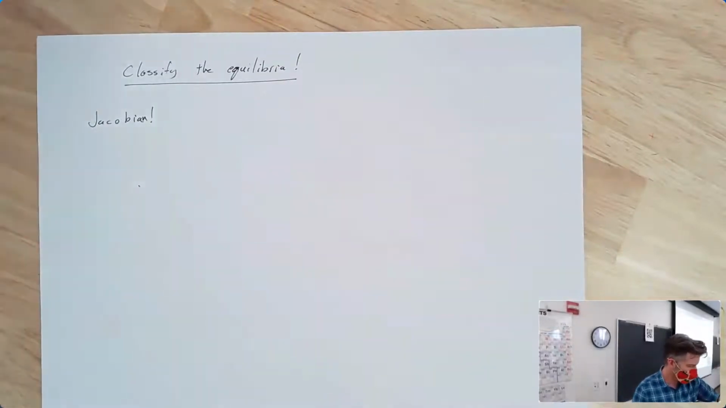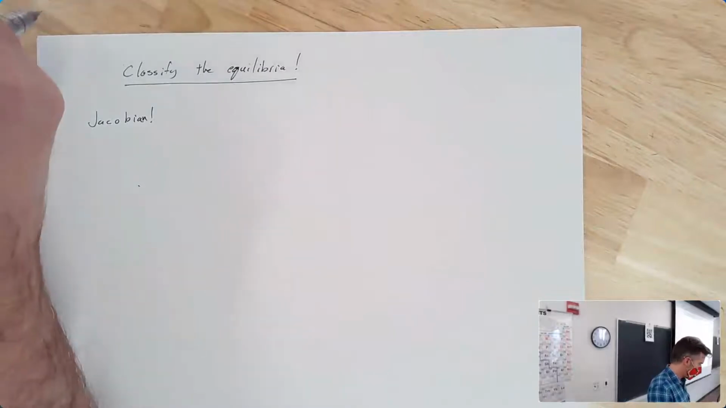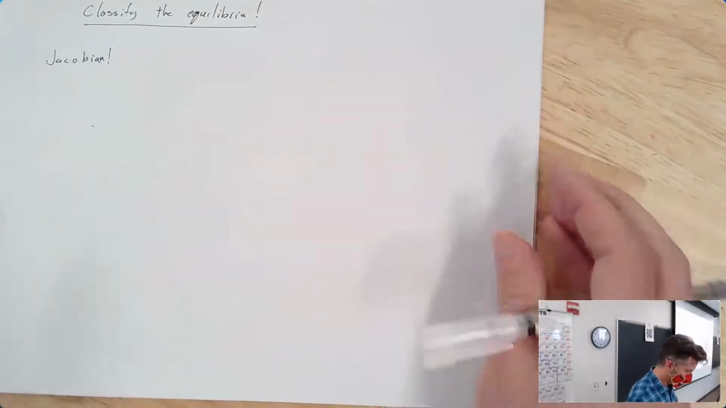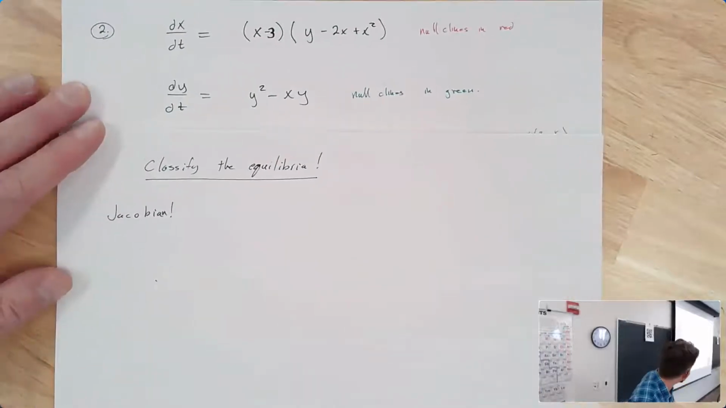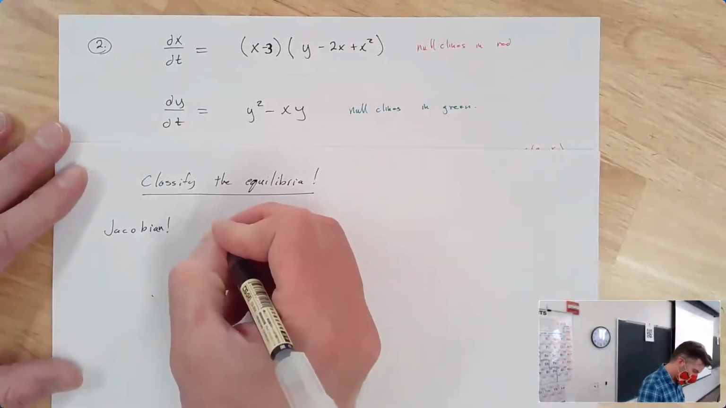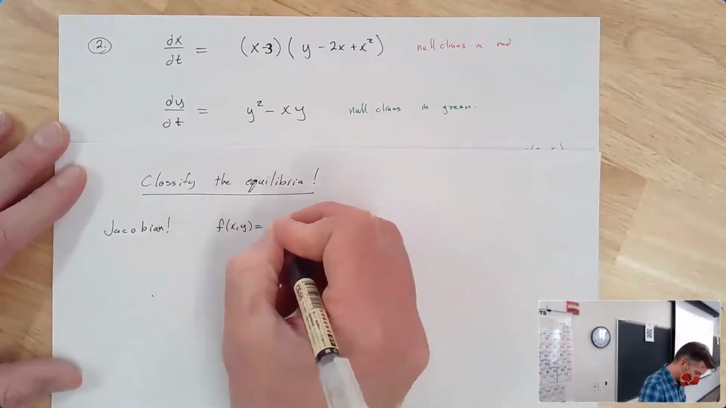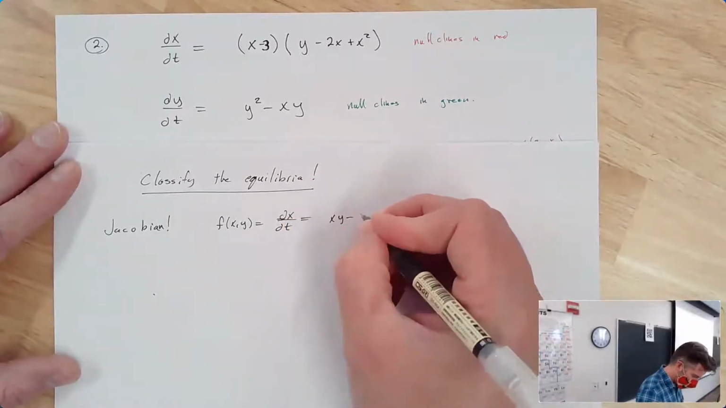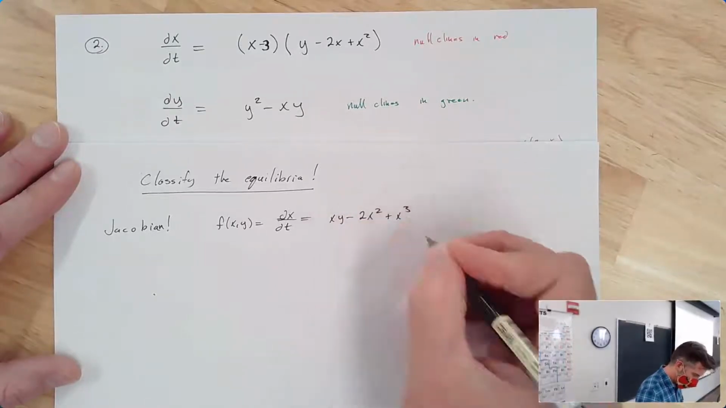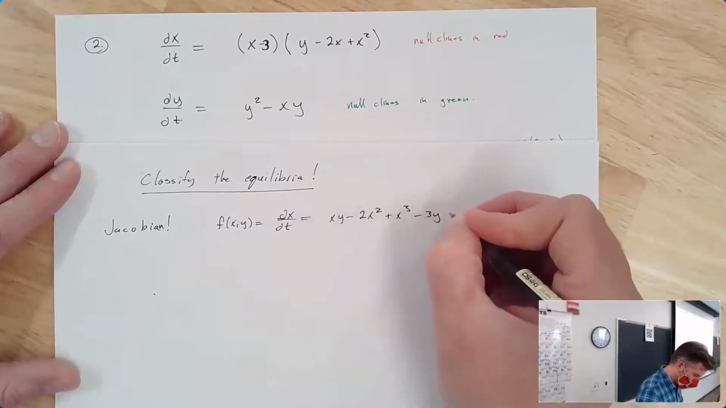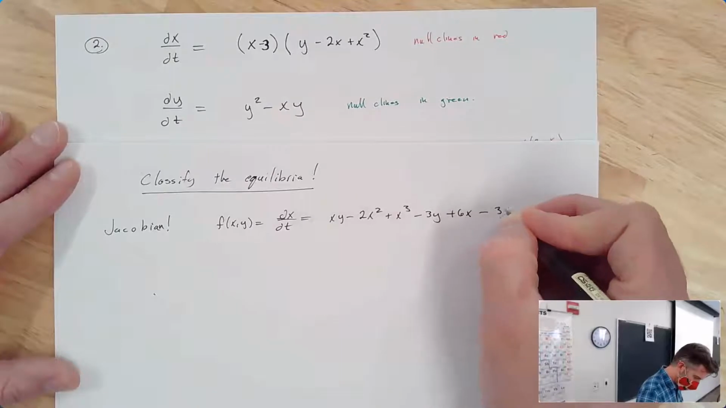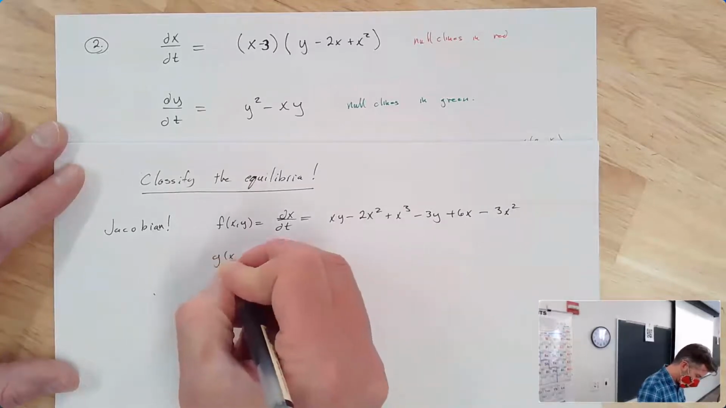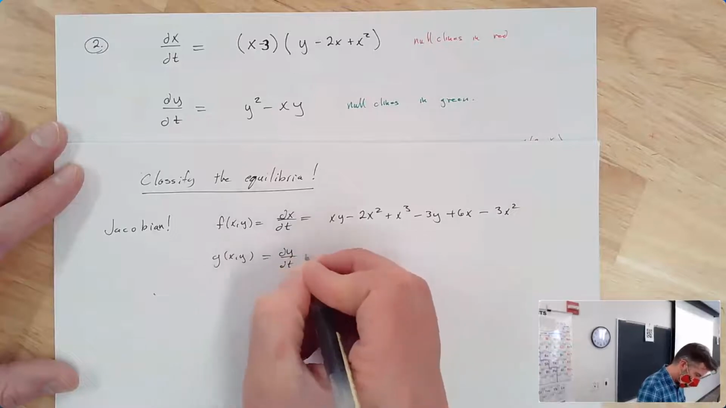So let's grab our equations again. So yeah, that's going to be kind of ugly. I would probably multiply that out before I found my partial derivatives. So f of x, y, which is your dx/dt, if we multiply that out, we're going to get xy minus 2x squared plus x cubed, and then distributed, minus 3y plus 6x minus 3x squared. Kind of gross. My g of x, y is much nicer. It's already multiplied out for us. It's y squared minus xy.